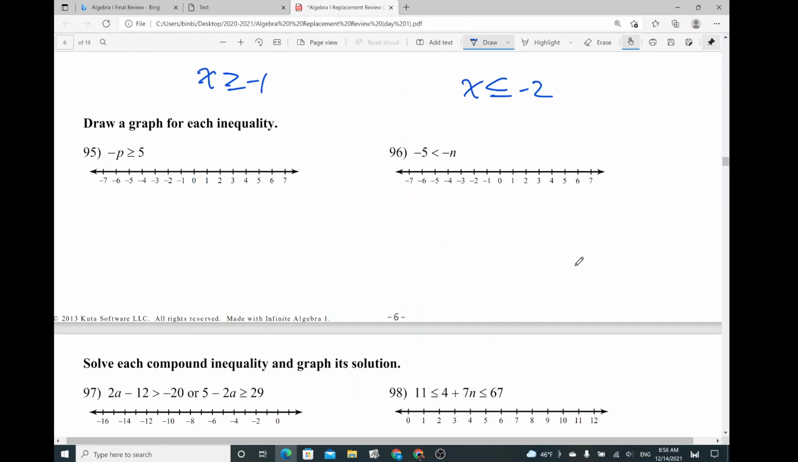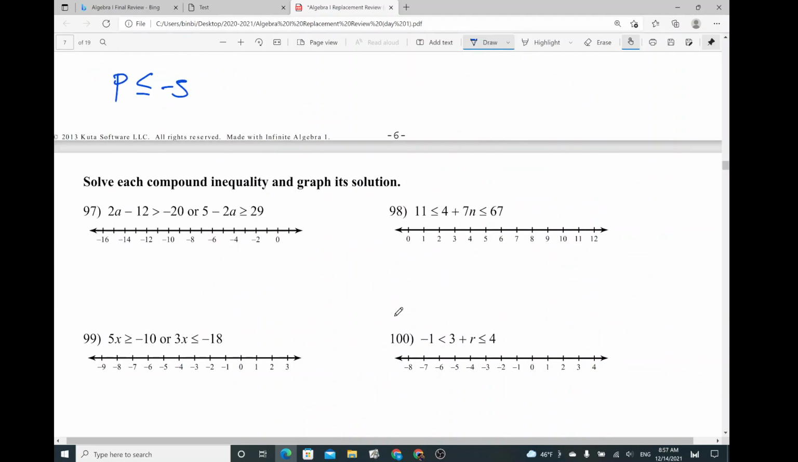Solving for the inequality, you've got to be very careful. If that's a negative variable, you want to divide by negative 1. So divide both sides by negative 1. Once you divide an inequality by a negative, you need to flip the sign. So greater than or equal to turns out to be less than or equal to. 5 divided by negative 1 is negative 5. So p is less than or equal to negative 5. That means it's a closed circle, going to the left, like that.